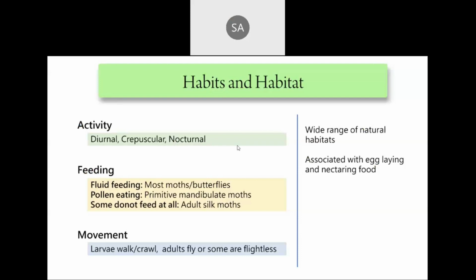They live in a wide range of natural habitats. Moths can be found everywhere. They are associated with egg laying and nectaring food. Wherever their egg laying plants, the larval food, and nectaring flowers are there, they will be distributed in these places. So when a habitat is destroyed, if their nectaring plants and egg laying plants are destroyed, moths will also gradually diminish. So these are the habits and habitat.